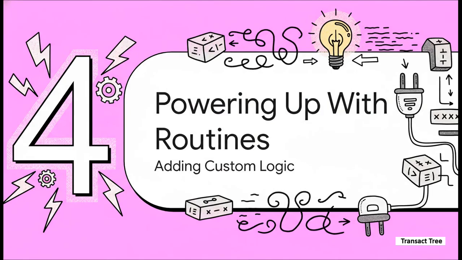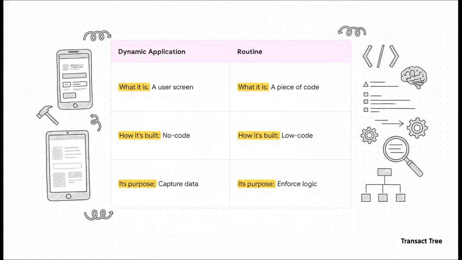And this is where we need to power up our elegant no-code solution by bringing in some custom-written code. In the world of T24, these handy pieces of code are known as routines. This slide really contrasts the two concepts perfectly. Think of it this way. The dynamic application is your what. It's the user screen, the thing that captures data. The routine is your how. It's the custom code, the intelligence behind the scenes that enforces your specific business logic.